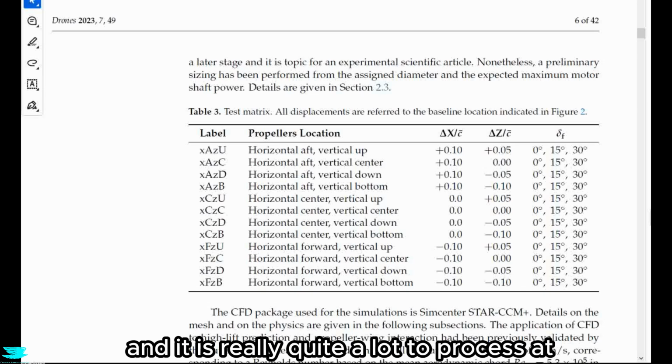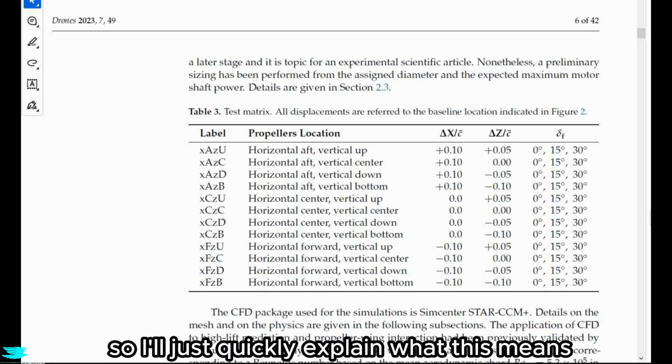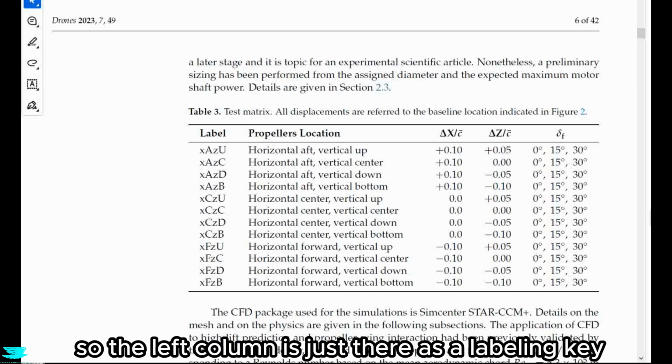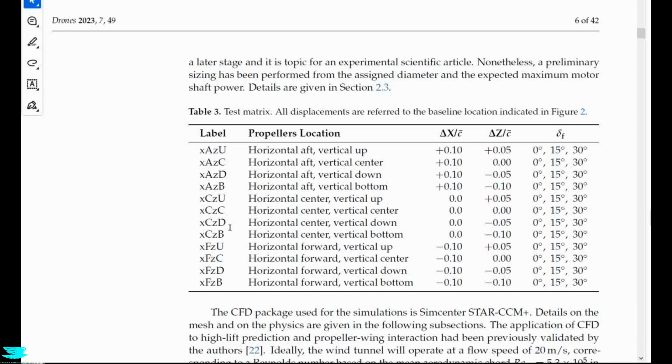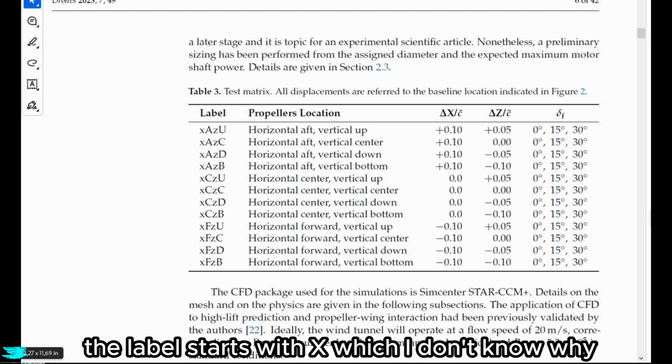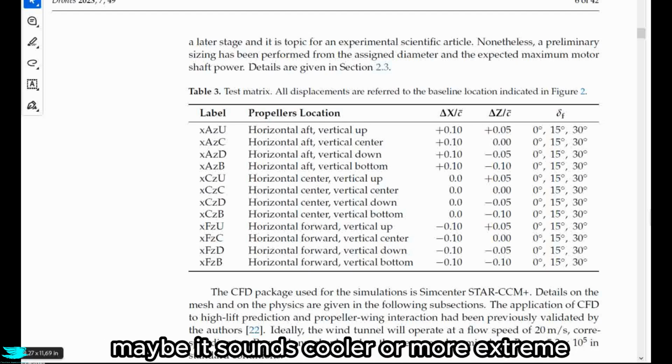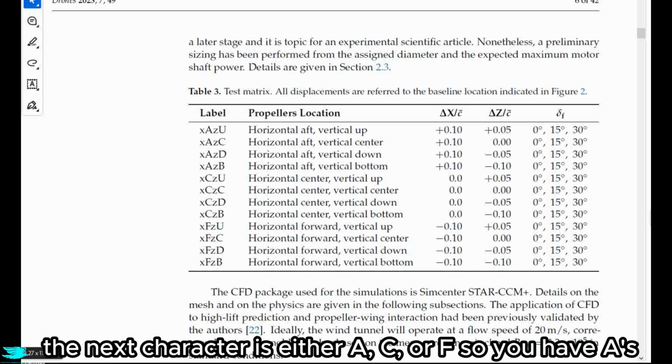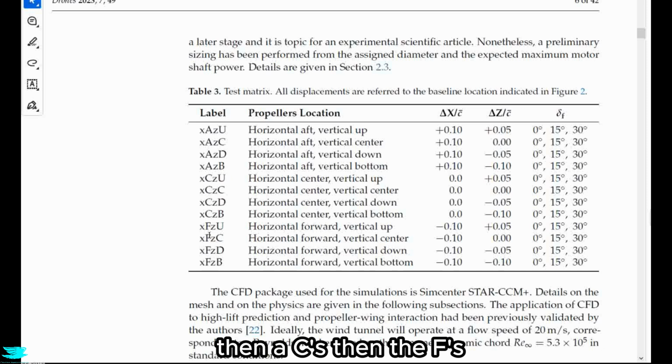Now in table 3, we have all the locations they looked at, and it is really quite a lot to process at a first glance. So I'll just quickly explain what this means. The left column is just there as a labeling key, and this refers to the configuration. The label starts with X, which I don't know why, maybe it sounds cooler or more extreme. The next character is either A, C, or F. So you have A's, then the C's, then the F's.